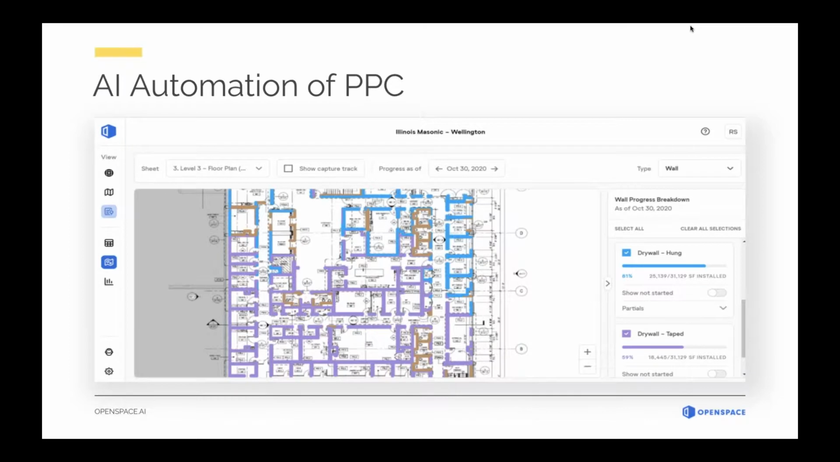For the drywall, we do the same thing. We get a 100% CD set, and we get the PDF floor plans, and we basically do a takeoff of all of the drywall. And then the AI will look for that drywall, whether it's there or where it's not there. And that's what you're seeing here, color coded on the screen. If you guys can still see my screen, yeah.